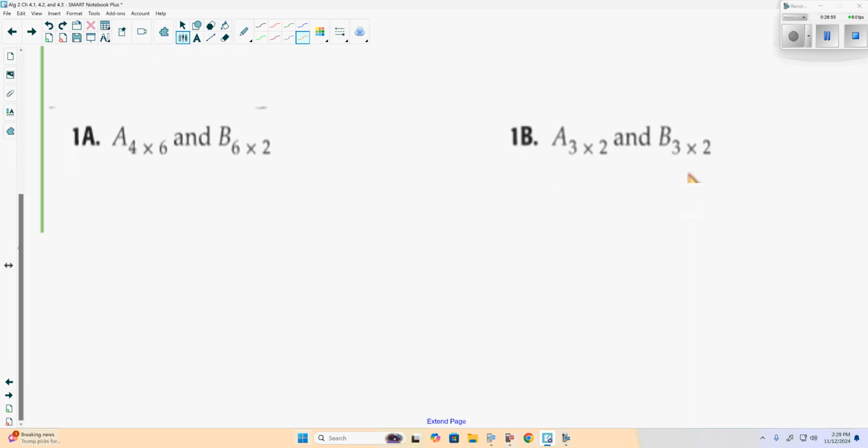Let's look at 1A. Can we multiply these two together? Columns of the first is 6. Rows of the second is 6. So, yes. A times B? 4 by 2. 1B. Can we multiply these together? No. Do not match, so this is a no. Questions on any of this here? All right.